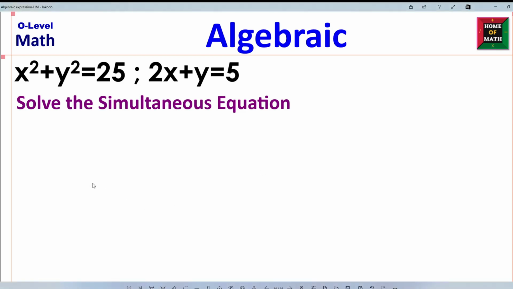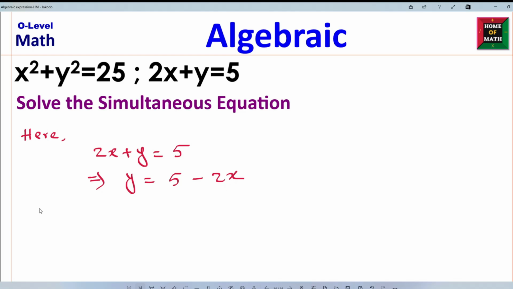We have two equations. One, x square plus y square equals 25, and two, 2x plus y equals 5. So first, what can we do? We can write 2x plus y equal 5. We can write this as y equal 5 minus 2x.